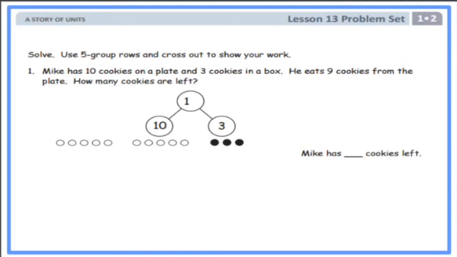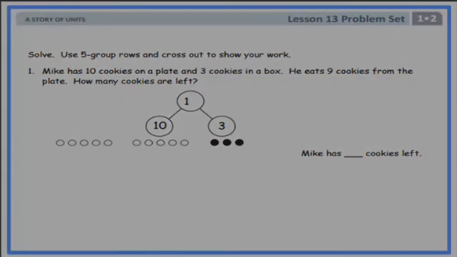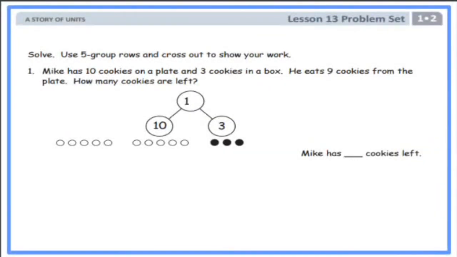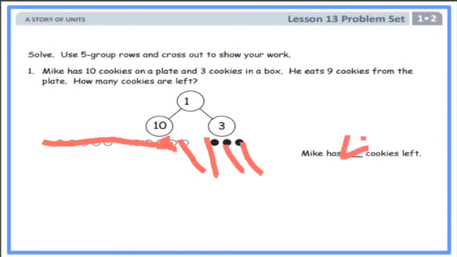Yes. Now this is a story given to us, and here is the math drawing. So I'm going to cross out my 9 because he eats what? 9 cookies from the plate. So let me cross out my 9. Yes, I'm done crossing out my 9. Now, how many cookies are left? Let's count 1, 2, 3, and 4. So Mike has 4 cookies left.